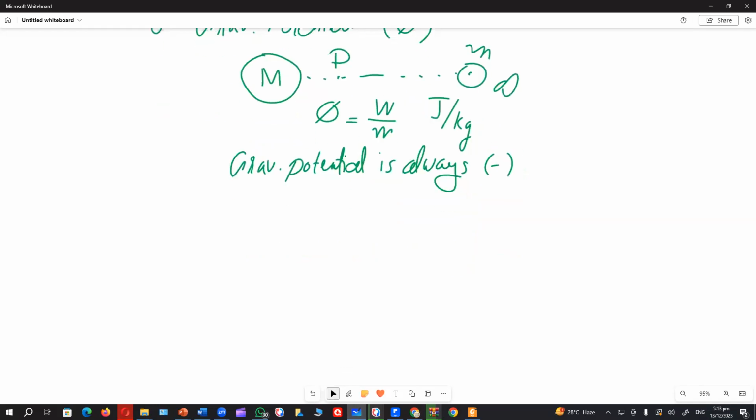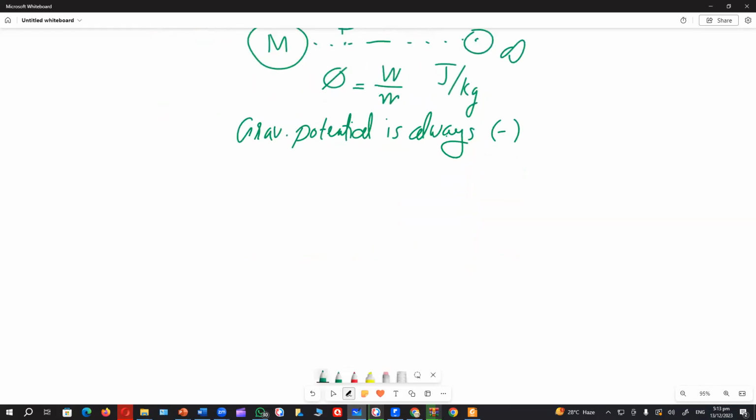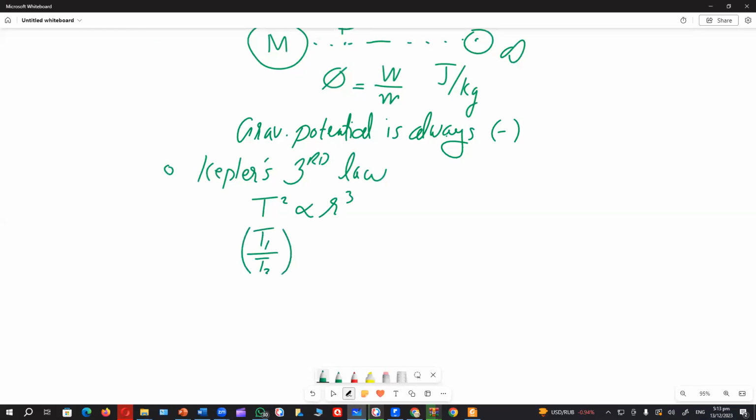So I continue my gravitation chapter. The next important concept, which is always there in terms of derivation, is Kepler's third law. Kepler's third law says that T squared is proportional to R cubed. The formula can also be written as T1 upon T2 squared equals R1 upon R2 whole cubed.